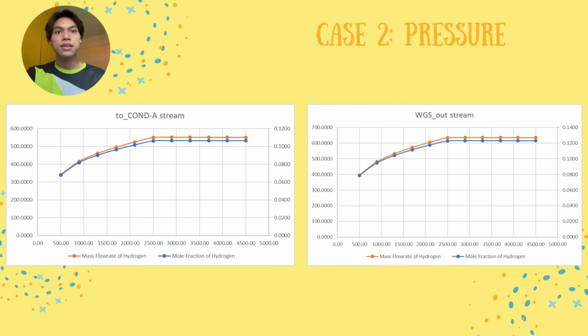The second case will study the effect of pressure. Both graphs below show that the production of hydrogen in both SMR and WGS reactor increases as the pressure of methane feed increases. However, at a certain value of pressure, the production starts to slightly decrease.